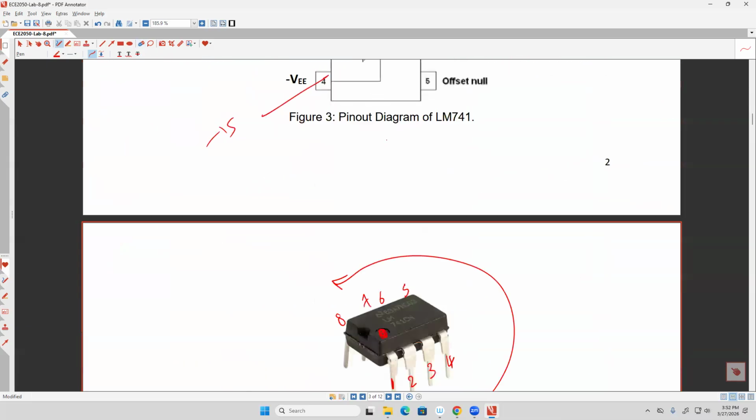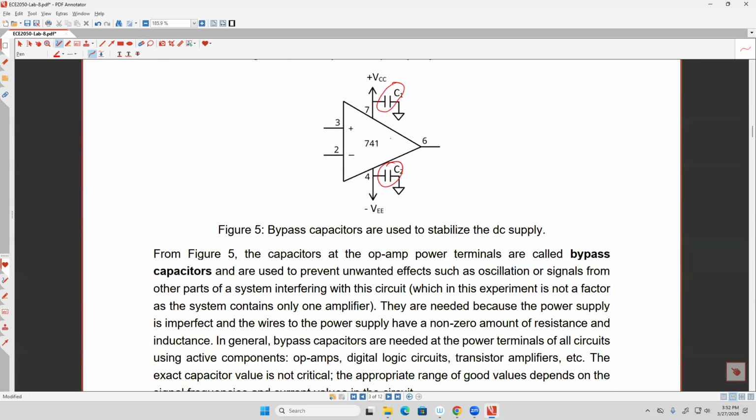Okay. So, as I told you in the lecture, guys, we are going to have two capacitors. We are going to connect them this way. And this is the purpose of this capacitor, as I told you here. For any capacitor, any DC voltage is going to be like an open circuit.